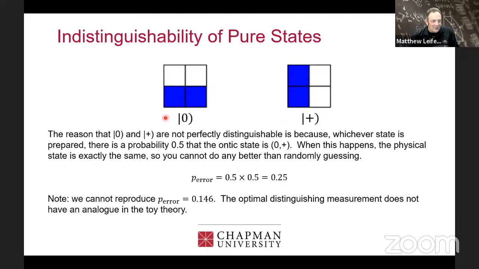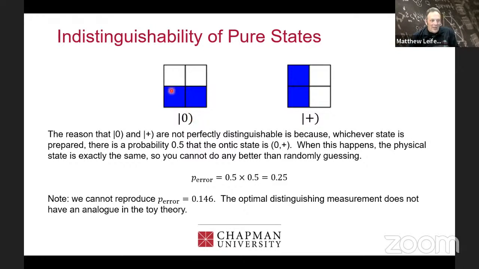Now, for the analogs of those two states, we can ask why it is that in the toy theory these two are not distinguishable. The reason is that whichever of these two states is prepared, there is always a probability of a half that the ontic state is the bottom left one here. When the ontic state is the bottom left one, there's absolutely nothing you could possibly do. There's no machine you could put this through that would give you any information about whether this or this was prepared, because you've ended up in exactly the same physical state. There's nothing you can do.